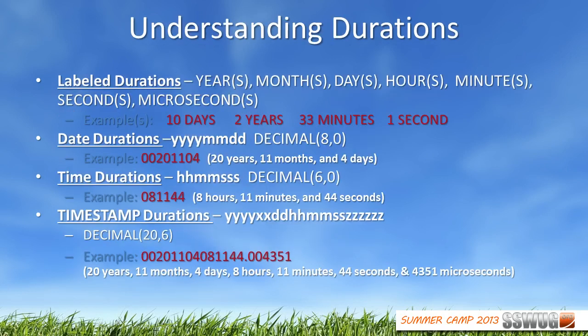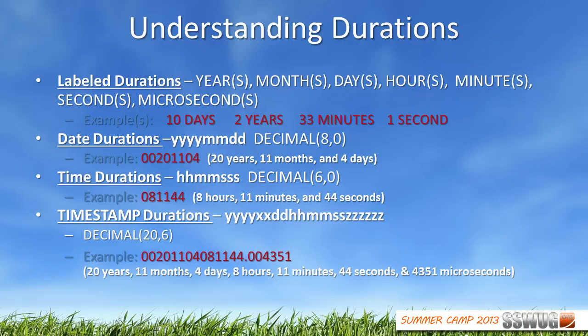Which means we need to understand what durations are. There are 4 types of durations broken down into 2 categories, labeled and unlabeled. Labeled durations are pretty simple. It's specified as a number and a qualifier: 2 years, 33 minutes, 10 days, 1 second. So you can say a column, that's a date column, plus 10 days, and DB2 will add 10 days to that and give you that date in the future, whether it's in the same month or a new month.